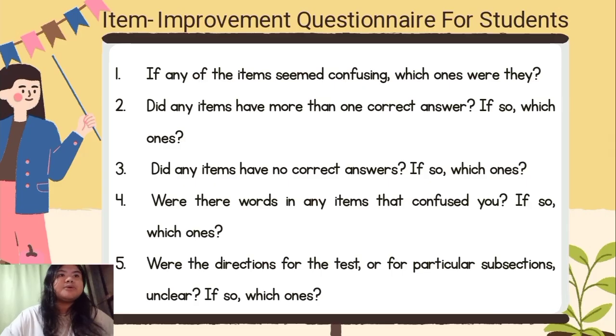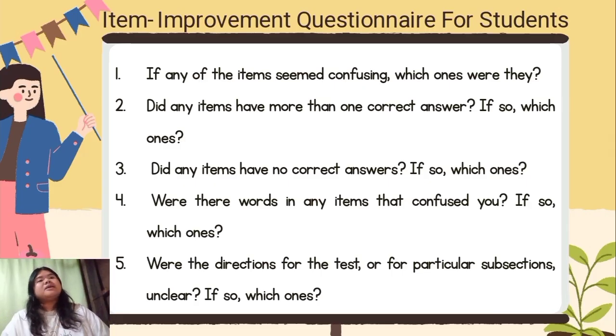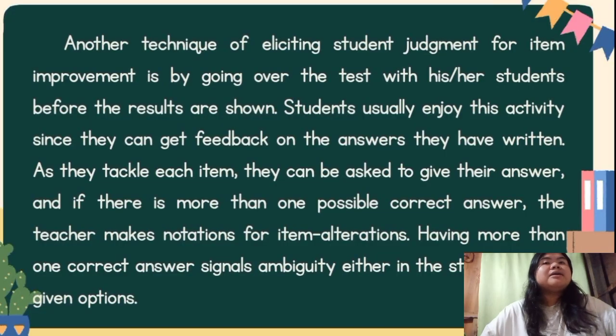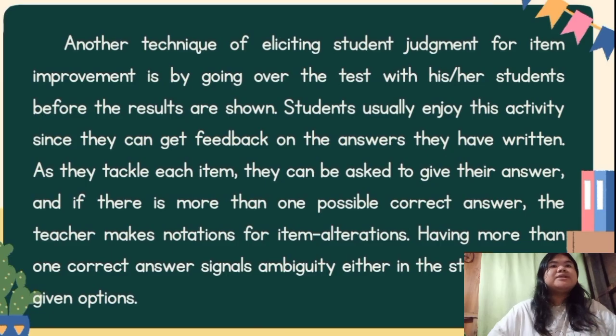If so, which ones? Another example for this is when you're taking a practice test. The students can say, "Ma'am, question 5 is confusing because two choices look correct." Then the teacher revises the item to make the correct answer clear. Another technique of eliciting student judgment for item improvement is by going over the test with his or her students before the results are shown. Students usually enjoy this activity since they can get feedback on the answers they have written.